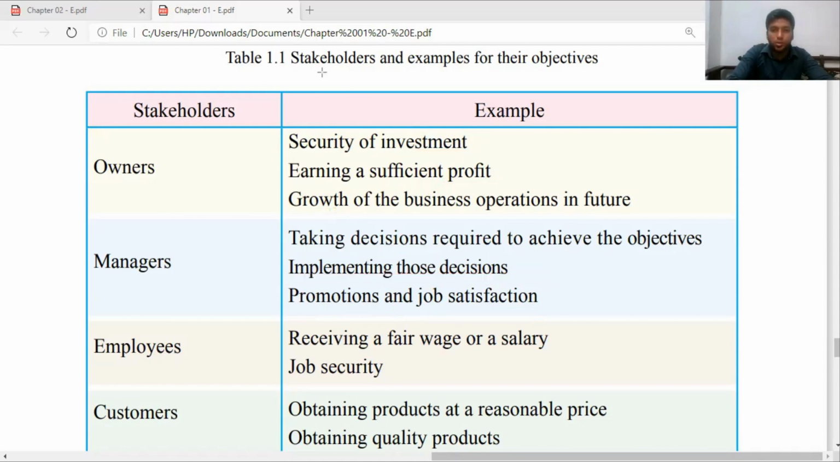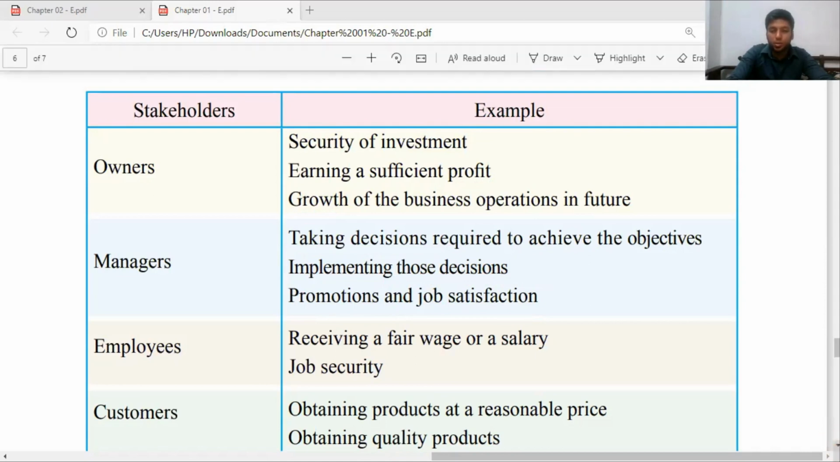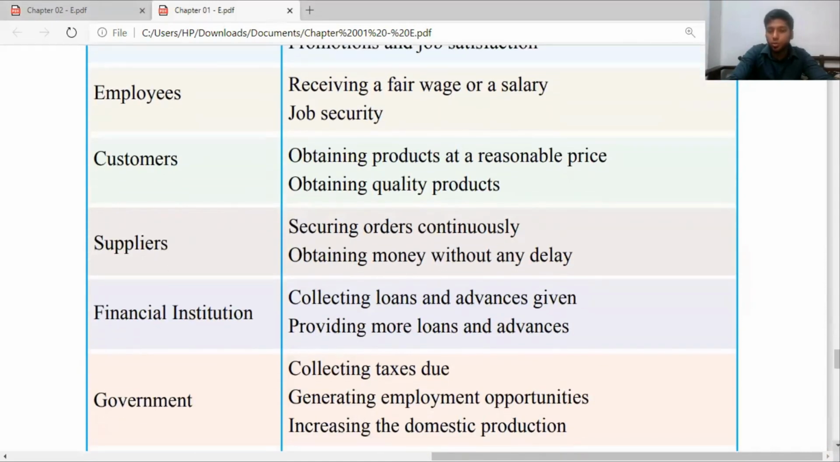What does an employee request? He needs a proper wage, a salary, job security. Some people need to respect him when he works in a company. If you don't have respect, then of course you need to move on from that company. Customers, reasonable price, quality products. Suppliers, giving orders continuously, getting money without any delay.